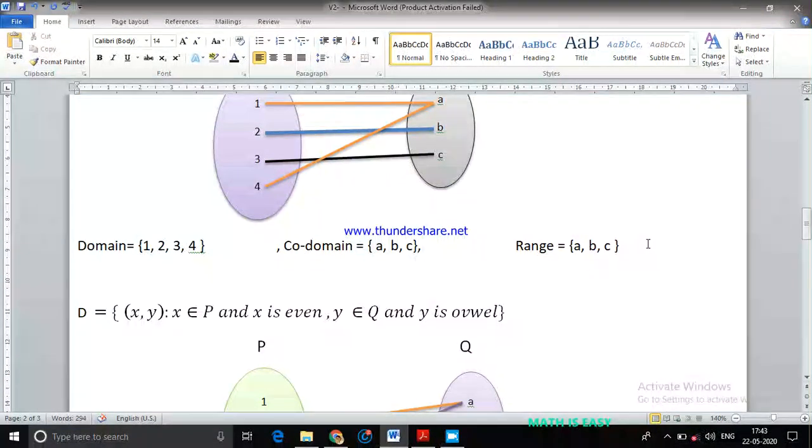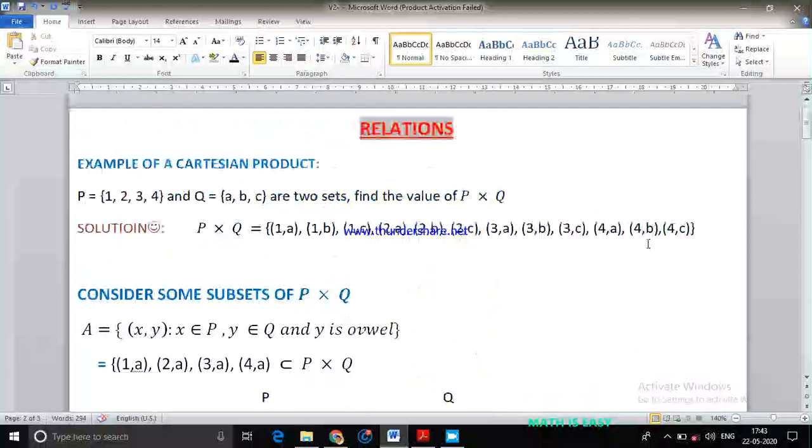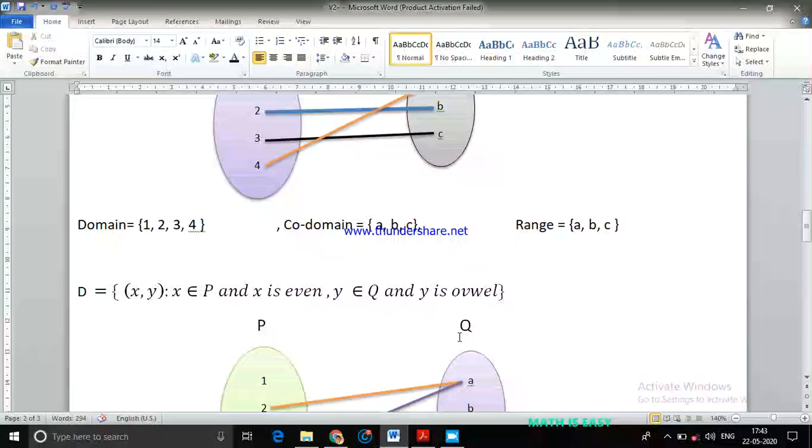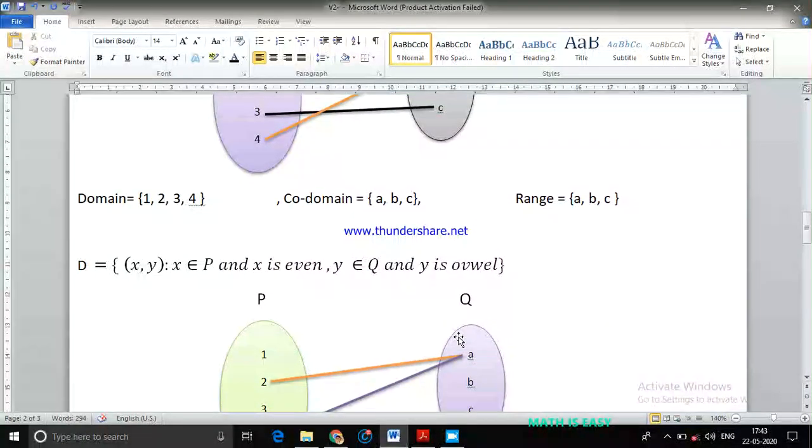Hope here we discussed about a relation. What is a relation? A relation is a subset of the cross product of two non-empty sets A and B, or P and Q. It must be a subset. So when I say it must be a subset, I know the empty set is a subset of any set, right? So the empty set is also a subset of P cross Q.